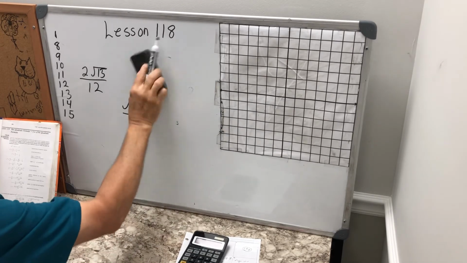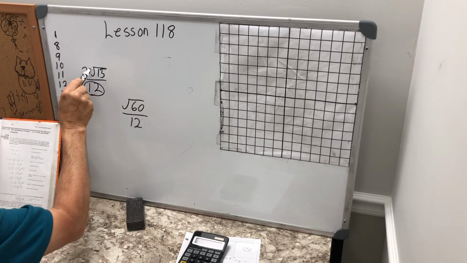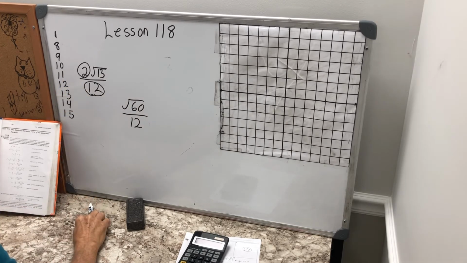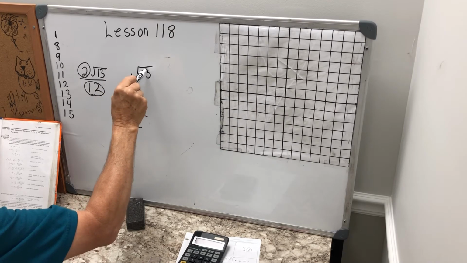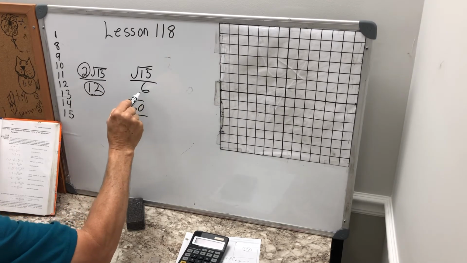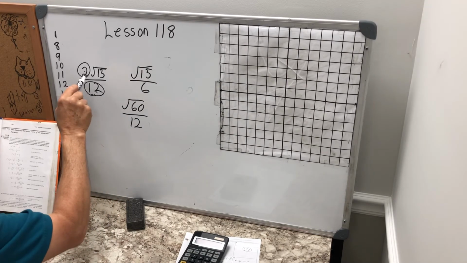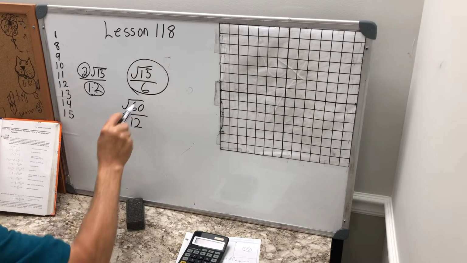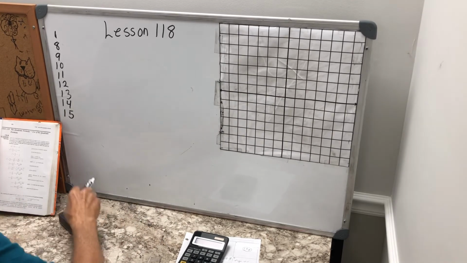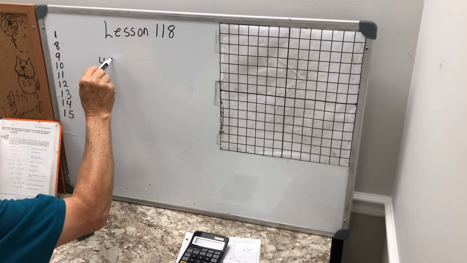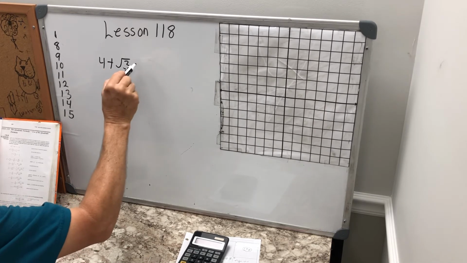Still there? Can we simplify this? Yes, we can, because these two numbers can be reduced. That's going to be 1, or just nothing, over the square root of 15 over 6. We simplified these two. 2 went into both of those. That was number 13. 14 looks a little more complicated, doesn't it? 4 plus square root of 3 over the square root of 6.